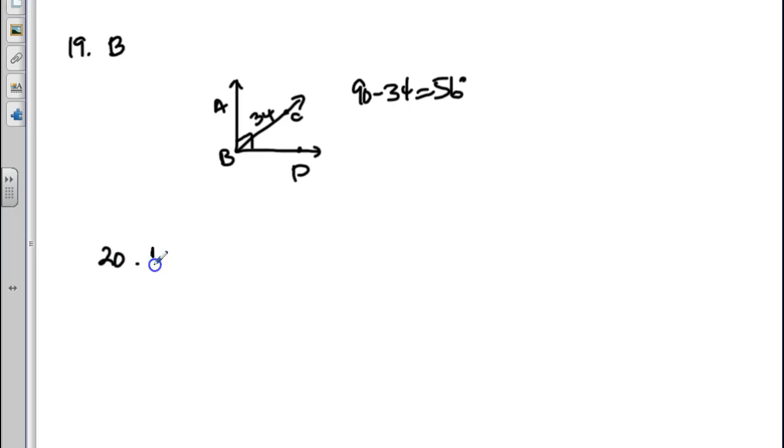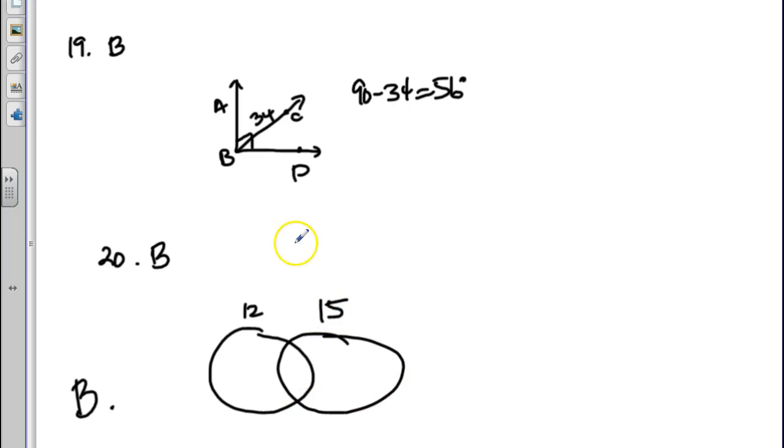And then the bonus, it says 22 students were asked for their drink preference. 12 liked grape juice, so here's the grape juice circle, 12 of those. 15 orange juice. And then it says 10 liked both, so 10 goes here. That would leave 2 that only liked grape juice and 5 that only liked orange juice, giving me a total of 17 in the circle. If there are a total of 22, then 5 liked neither. So 5 is the correct answer.